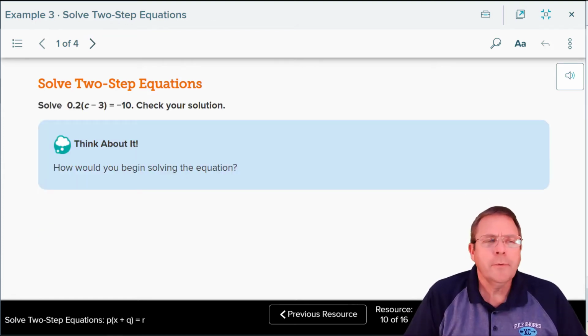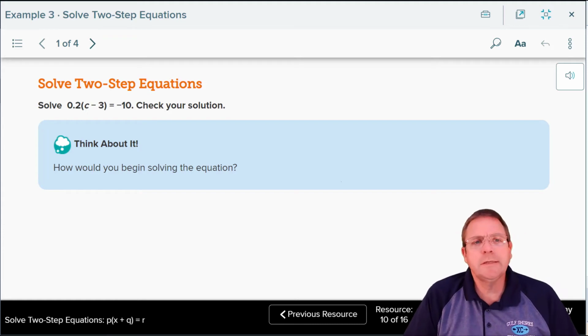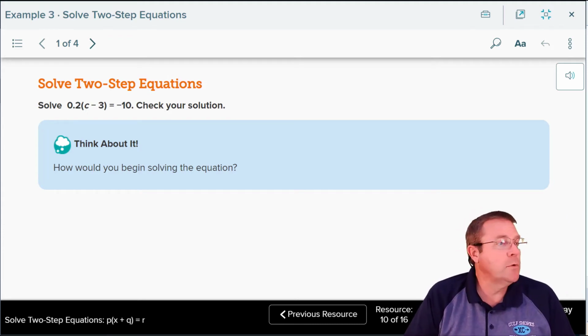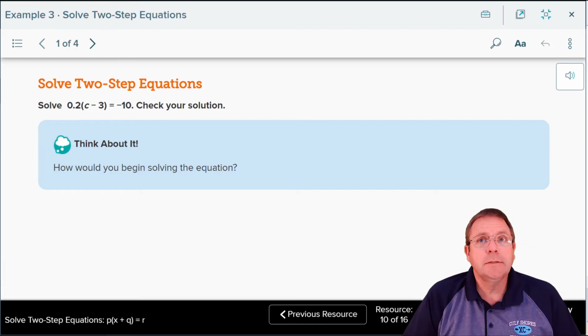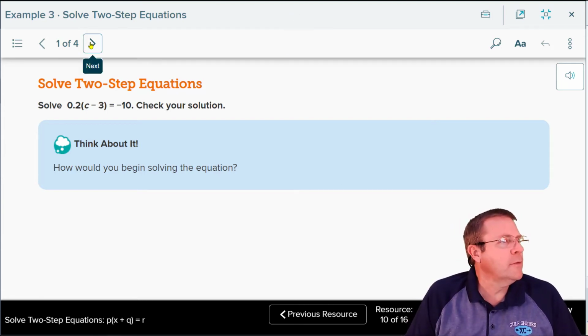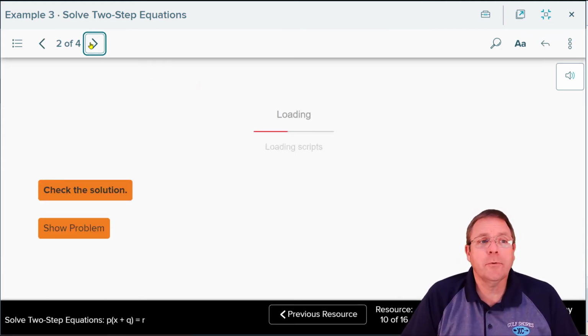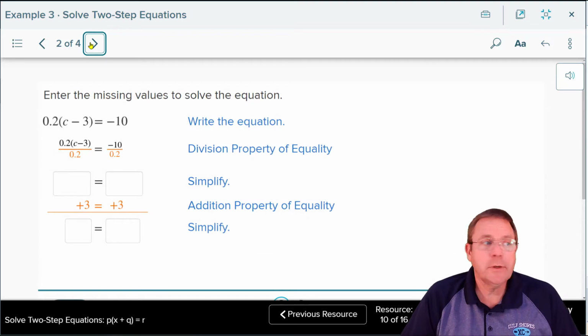But what if I had a problem like this? 0 and 2/10 times the difference between c and 3 is equal to negative 10. Is it really super easy to take and divide 0 and 2/10 into a negative 10? Not so much. It's got a decimal involved in there. And because it has a decimal involved, I personally think it'd be easier to use the distributive property on this one. Let's see what the textbook says.